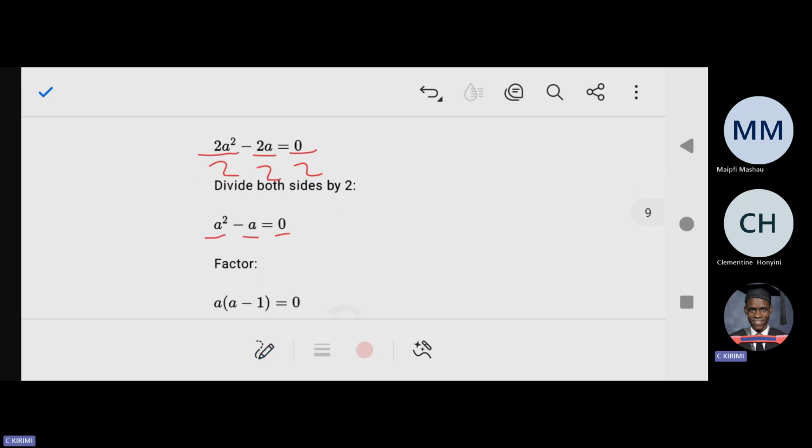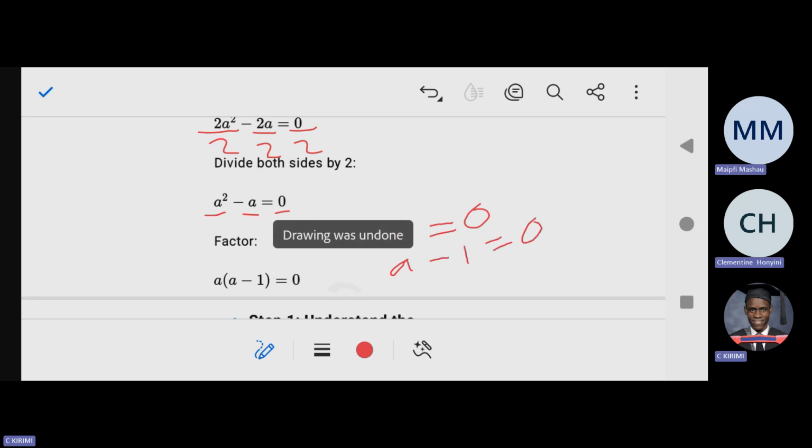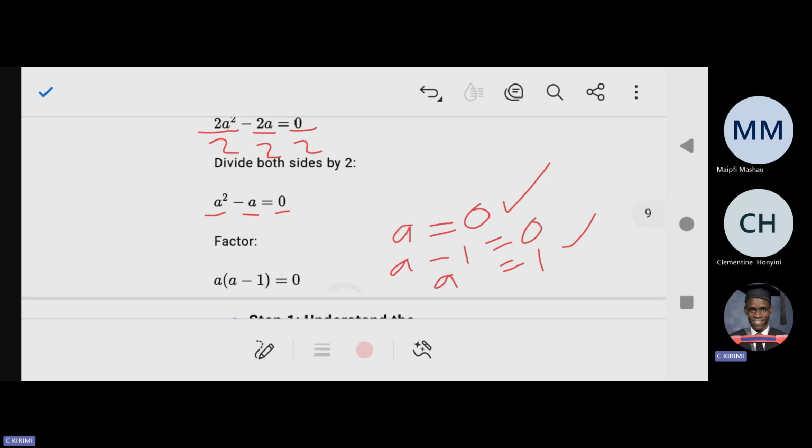Then from there you factorize. The common factor is A, which means A bracket A minus 1. So in other words, for those vectors to be perpendicular, A has to be 0, because 0 is a factor, or A should be equal to 1. Where is the 1 from? It's coming from the fact that A minus 1 is equal to what? 0. Therefore, A is equal to 1. So our two answers are A is equal to 0 or A is equal to 1.